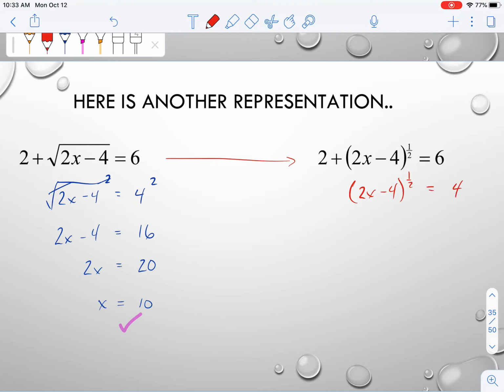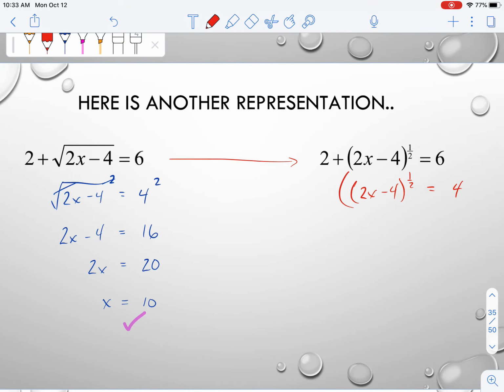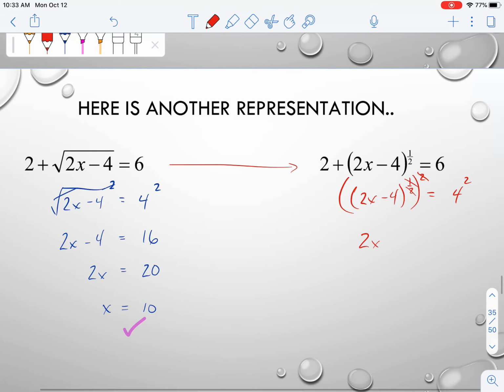It's going to equal 4. I want to raise both sides to the reciprocal power. Well, what's the reciprocal of 1/2? Isn't it 2? So if I raise both sides of my equation to the second power, these cancel, leaving me simply with that 2x minus 4 equals 16.